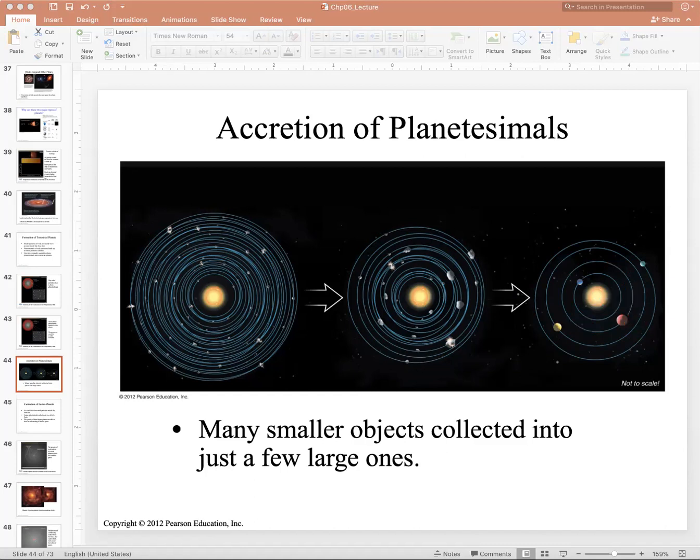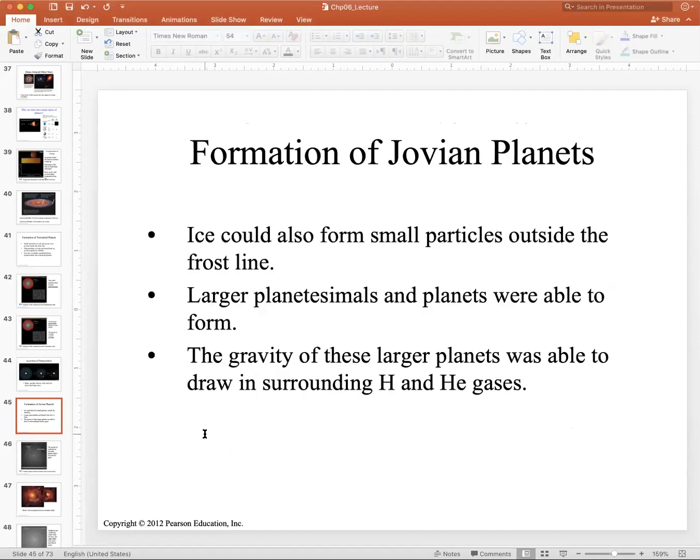So now, formation of the Jovian planets, as I was just talking about, it's pretty similar. So ice could also form small particles outside of the frost line. So larger planetesimals and planets were able to form, and that's true. The gravity of these large planets was able to draw the surrounding hydrogen and helium. Remember, the hydrogen and helium were about 98% of everything that we had in the solar nebula. So they were pretty abundant. There were so many of these particles.